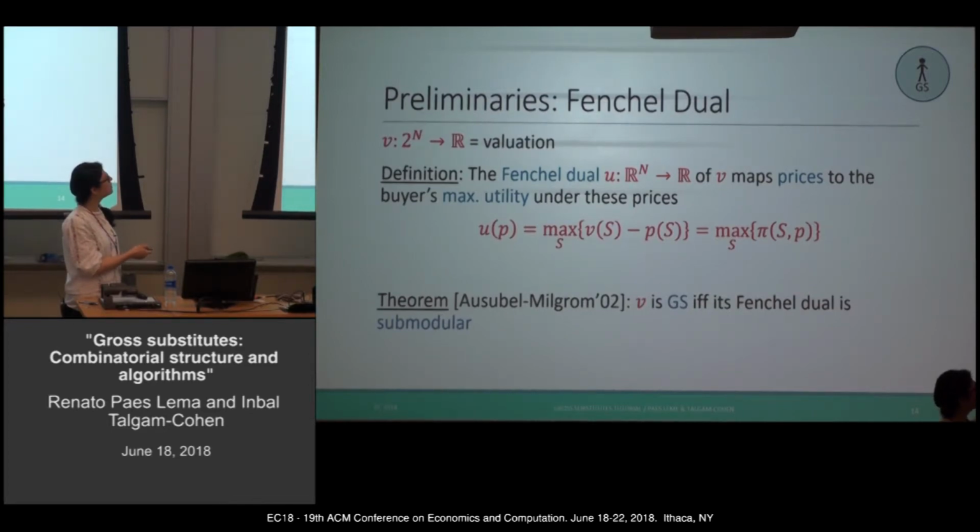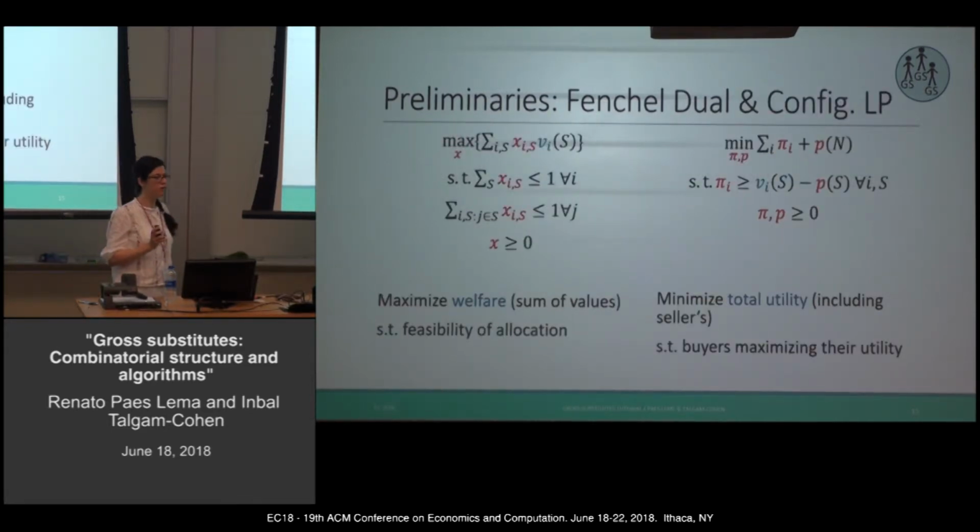Okay, I did want to say a few facts about the differential dual. So notice that in the first part, we had this duality between maximizing welfare subject to feasibility of the allocation and minimizing the total utility. Actually, you can notice that this thing we're minimizing here is the sum of utilities of the individual buyers plus the utility of the seller, right? The revenue, the sum of all the prices given P, subject to buyers maximizing their utility. And I want to show you how you can rewrite this using the differential dual, and this is going to be really useful in what follows.